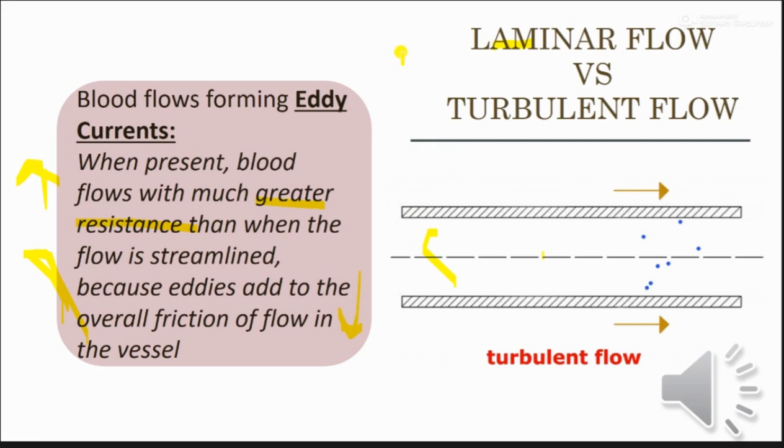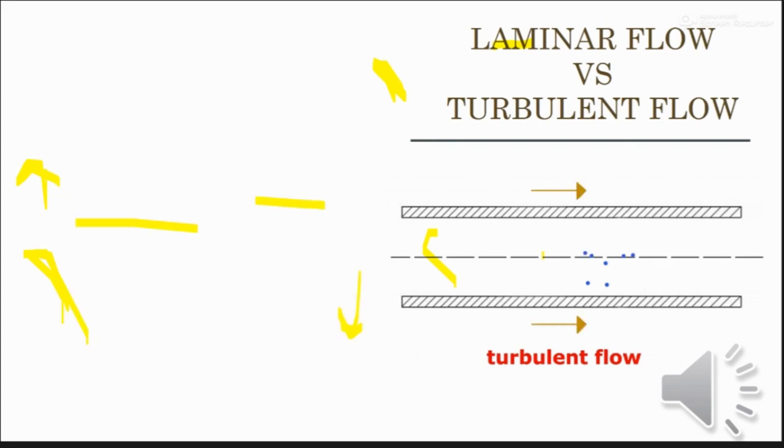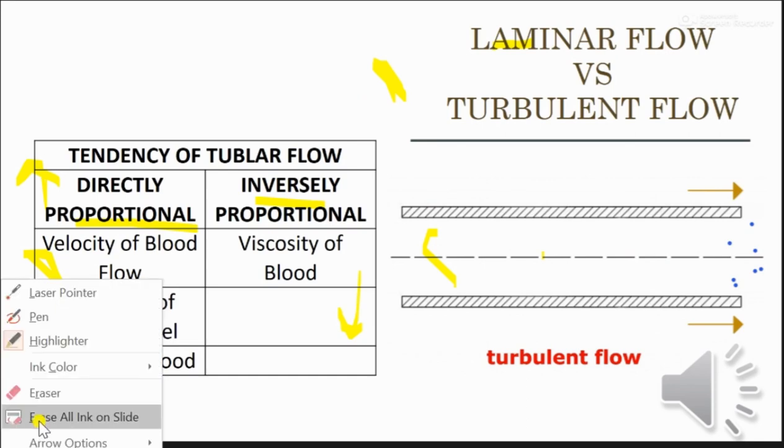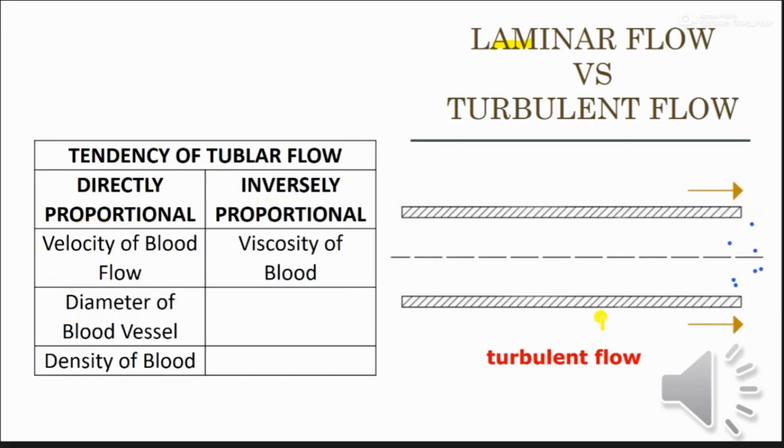So if turbulent flow happens in constricted arteries, then you can assume that there is a possibility of thrombosis. The tendency for turbulent flow is directly proportional to increased velocity of blood flow, so mas mabilis yung flow. Diameter, kapag greater diameter, then mabilis rin yung flow. Density of blood, hindi siya masyadong viscous, no? So mabilis rin yung flow.